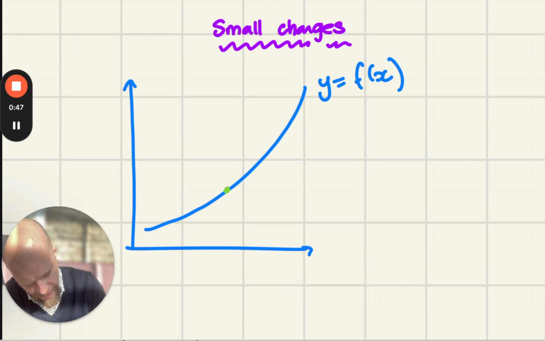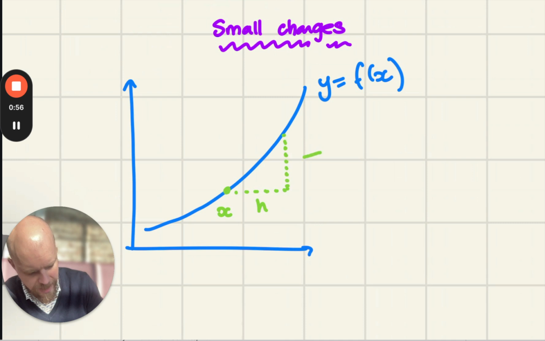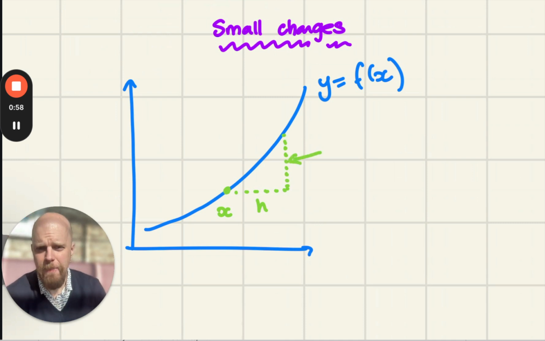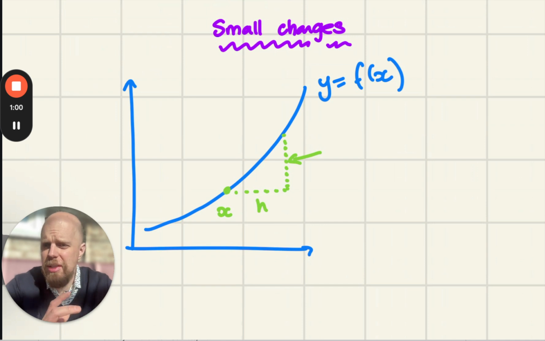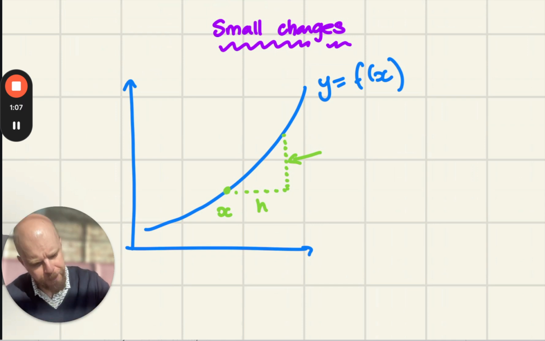So if I take a point here and I say that, let's say that x changes by a small amount, so x increases by h. What I want to know is, well, what is this y change going to be? This only works if h is small. If h is large, then it doesn't work. So in the question, we'll always say, assuming the step h is small.